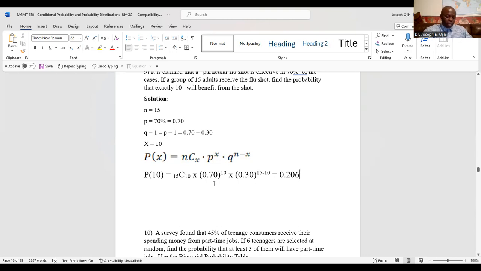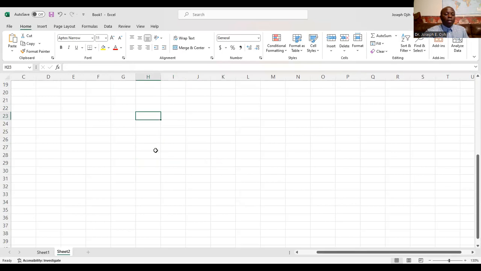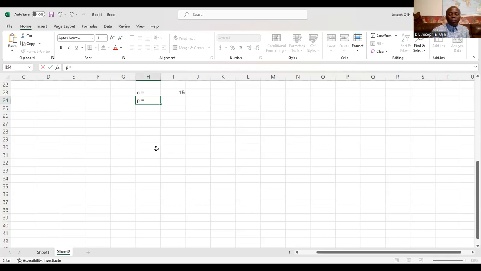If you want to do it with Excel, then we need to enter these numbers. Let me write them down. N is 15 and P is 70%, that is 0.7. And our X is 10. So I can take it to Excel, and we can get our results right away. N equal to 15, P equal to 0.7, and X equals 10.